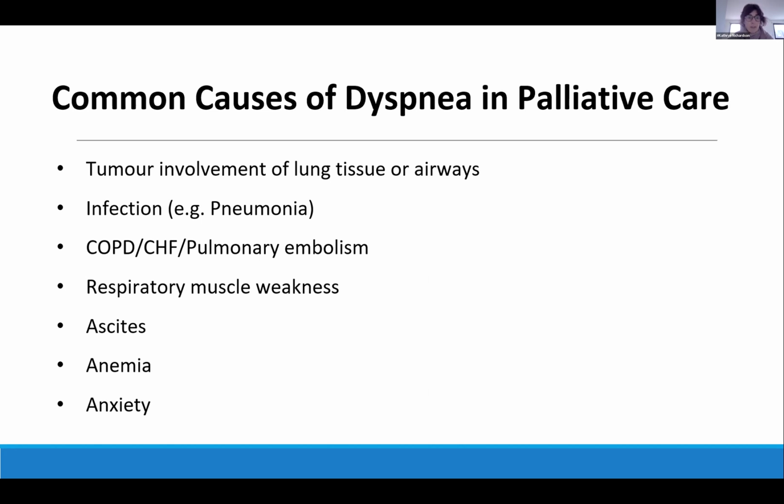And then there are some others that are not related to the lungs, so things like ascites. Many of you will see patients with very tense ascites, and it pushes the diaphragm up and reduces lung capacity. So it can be a cause of breathlessness. Anemia is another cause of breathlessness, and anxiety. We know that in patients needing palliative care, levels of anxiety are often high. So anxiety can cause breathlessness, so remember to think of that too.